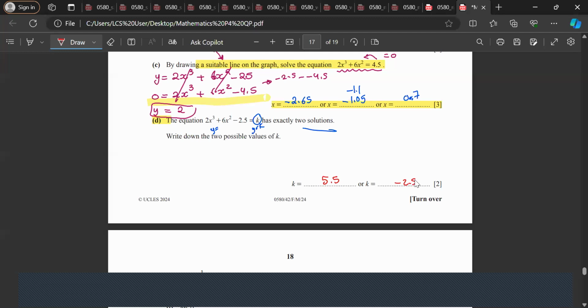I want to say something here, okay? These are the two possible values of k. Sometimes he asks what is the greatest possible value, so I will write 5.5 only. And sometimes he asks what is the lowest possible value, I will make it negative 2.5. Any problem here? Done? Okay.